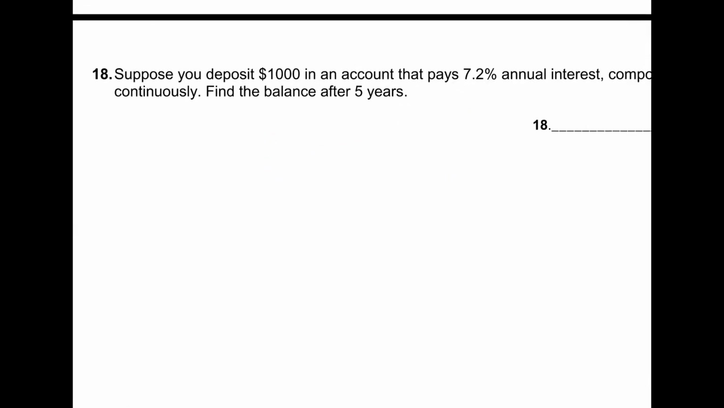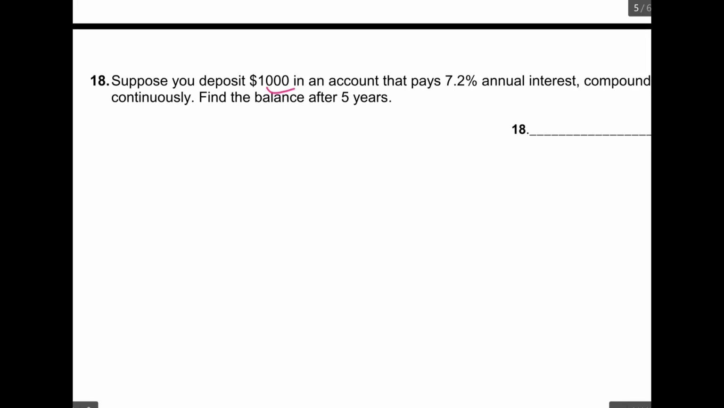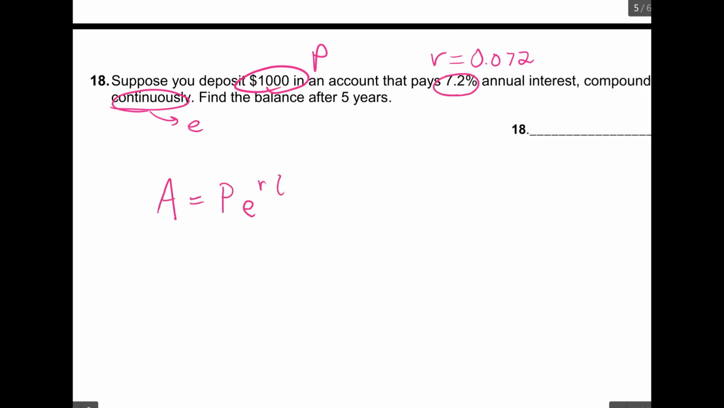Alright, suppose you deposit $1,000 in a bank account. So this is going to be your principal. It's how much you start with. An account that pays 7.2% annual interest, so my rate is 0.072, compounded continuously. Okay, so this means I'm going to use the equation with e. Find the balance after 5 years. So A equals P times e to the rt. This 5 years is my time. So A equals 1,000 times e to the 0.072 times 5.